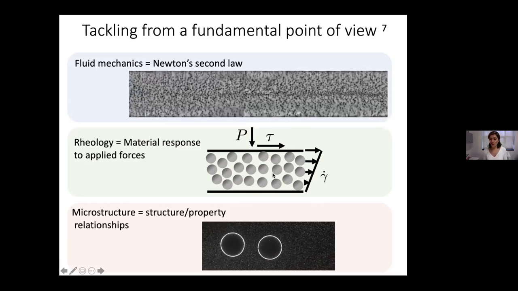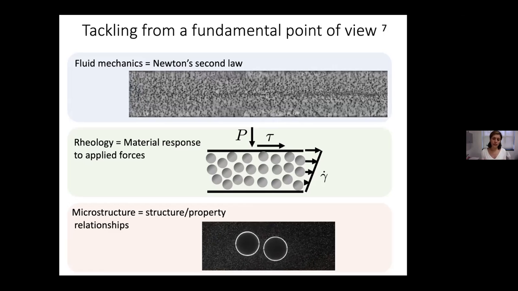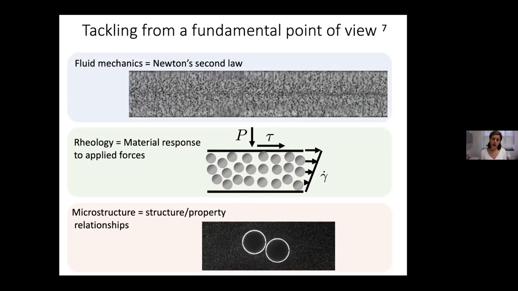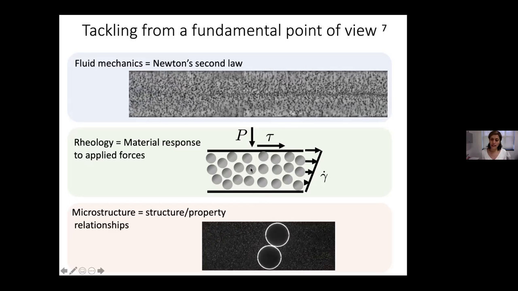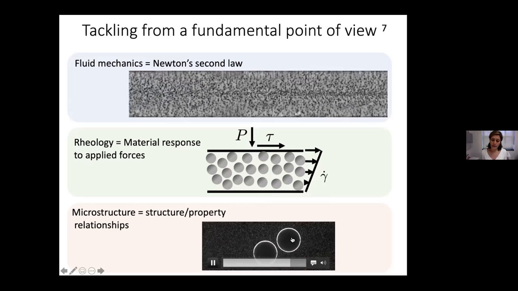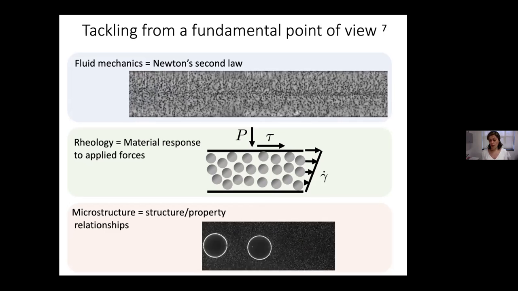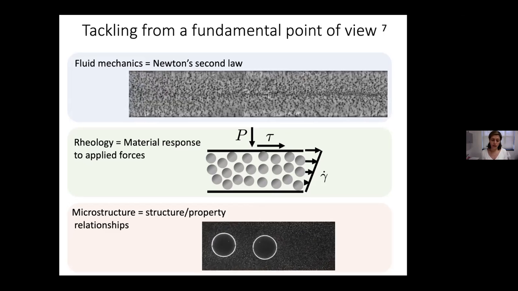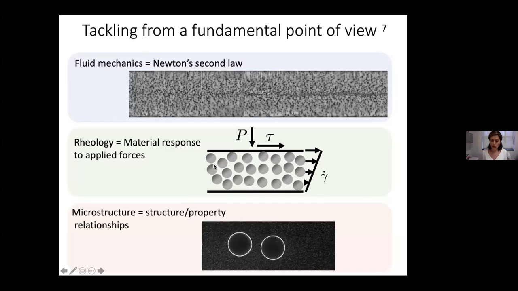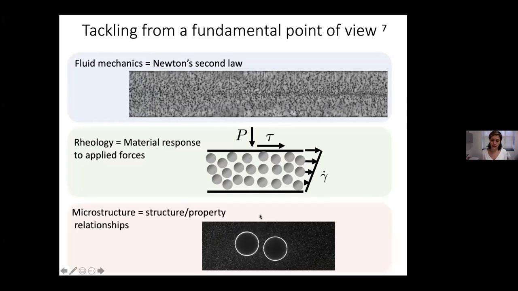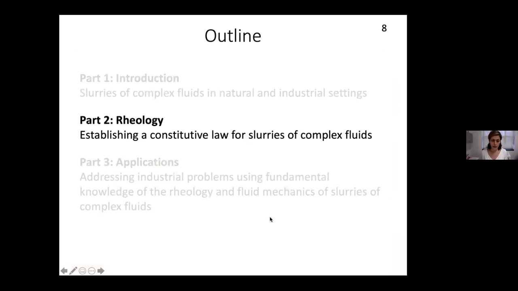And if I want to control, for example, the dispersion of these pulses of particles or non-Newtonian slurries, I need to understand what is the link between the rheology and the underlying microstructure or the configuration of the particles inside. So today I'm going to talk about rheology mainly, and maybe fluid mechanics, and I would love to discuss microstructure if you're interested in.